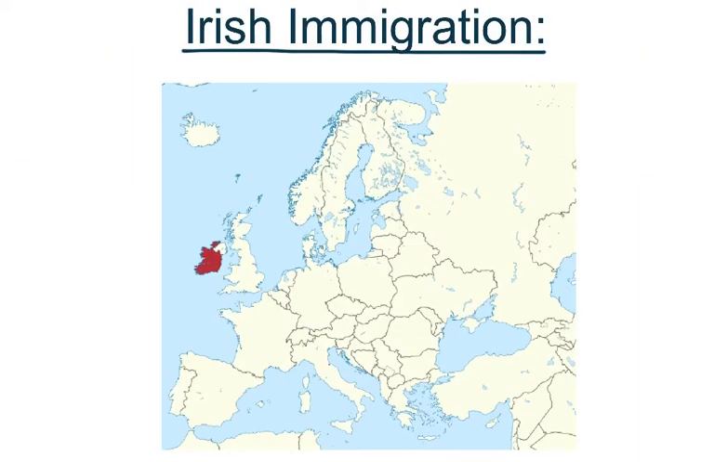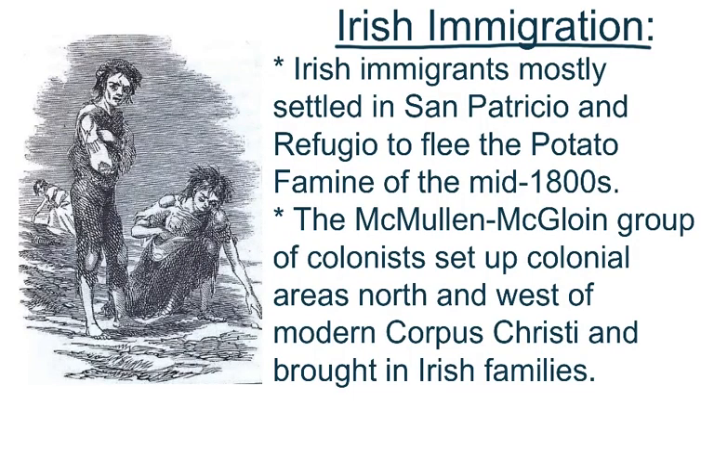The next thing we're going to be talking about is Irish immigration. And here we have the country of Ireland in red on the European map. Irish immigration mostly settled in the cities of San Patricio and Refugio. Now, San Patricio can be translated to Saint Patrick, right? And a lot of people know about Saint Patrick and how that is celebrated by the Irish. They fled to Texas because of the potato famine of the mid-1850s, also known as the potato blight.